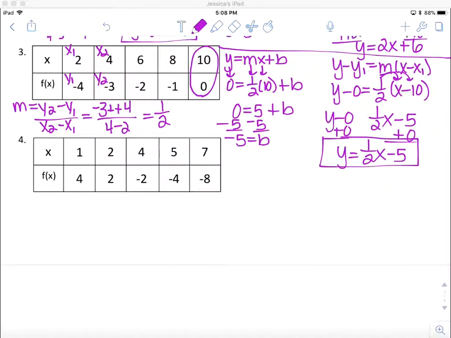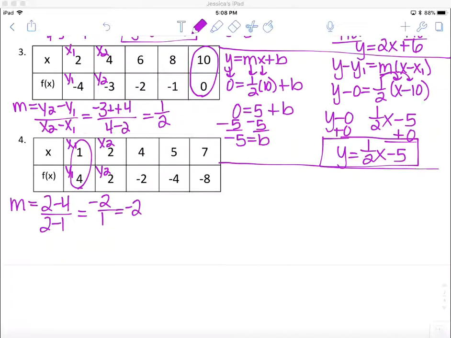Last one, on number 4. I have my x1, my y1, my x2, and my y2. Plugging this in, I have 2 minus 4 over 2 minus 1. 2 minus 4 is negative 2. 2 minus 1 is 1, meaning that my slope is negative 2. I'm going to use the first point.